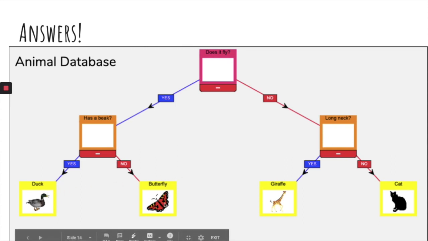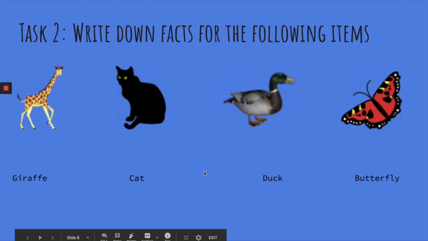Duck, butterfly, giraffe, cat. Now there are lots and lots of different ways to do this as well. If I look at my animals again, okay, I might have started with, does it have a pattern on its body? Well, cat doesn't, it's one colour. Not really a pattern, but the butterfly has a pattern and the giraffe has a pattern as well.